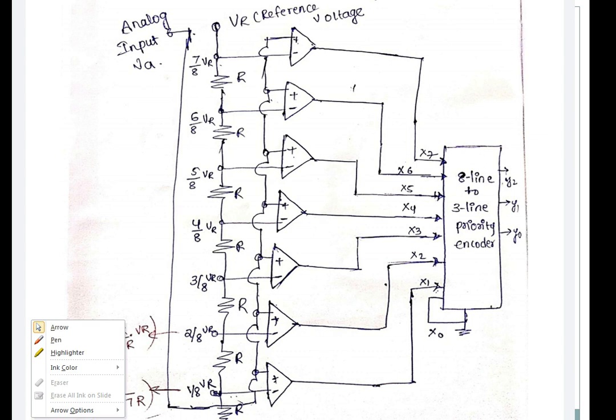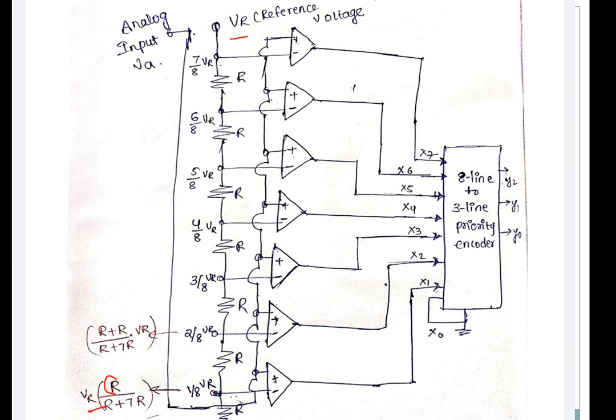So here the voltage divider network. First we have to calculate the voltage at each and every point. So what is the voltage here? Here we have the resistor R. Below this we have only one resistor, that's why resistor R. The known voltage is VR, that is the reference voltage.